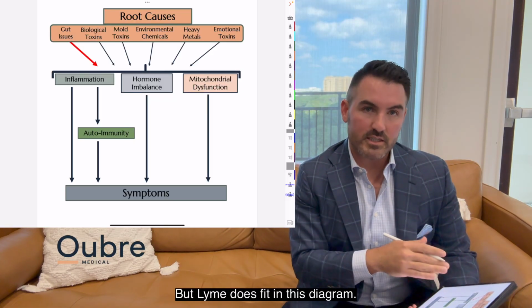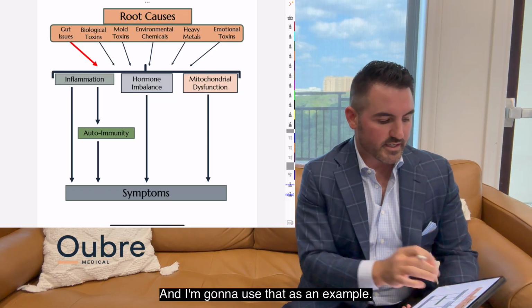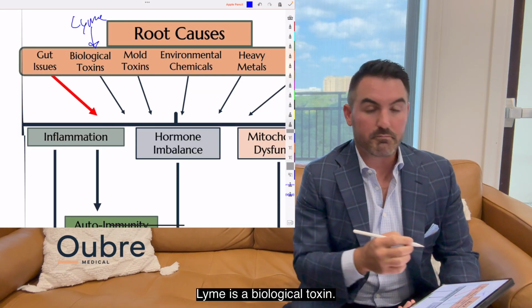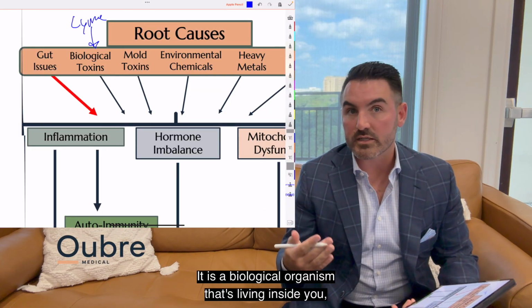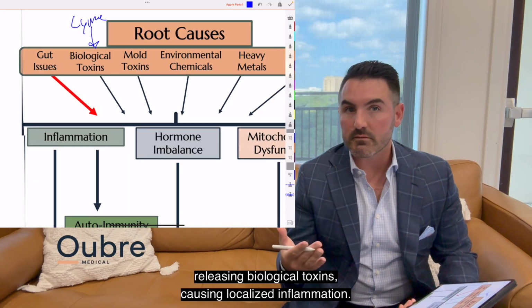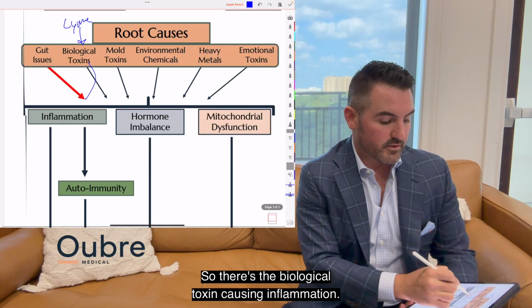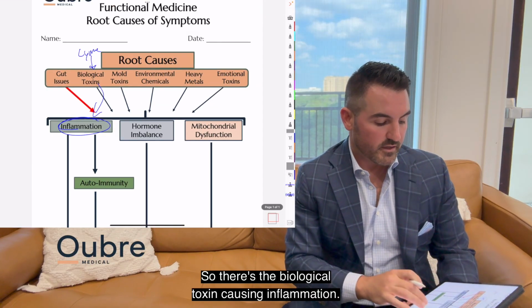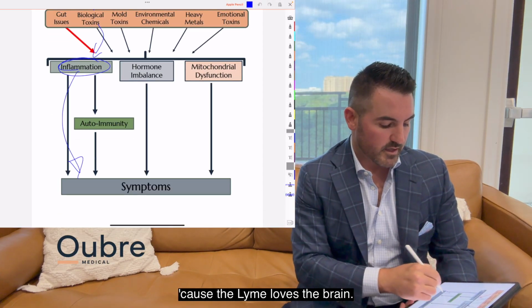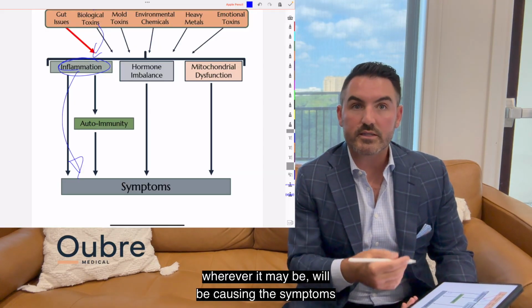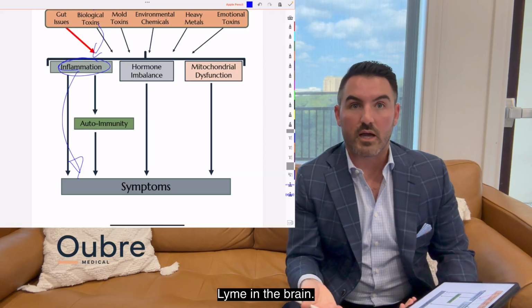But Lyme does fit in this diagram, and I'm going to use that as an example. Not that Lyme is my favorite, but here's where Lyme belongs. Lyme is a biological toxin. It is a biological organism that's living inside you, releasing biological toxins, causing localized inflammation. So there's the biological toxin causing inflammation. The inflammation, say it's in the brain, because Lyme loves the brain, say it's in the joints, it loves the joints, liver, wherever it may be, will be causing the symptoms that coincide with that Lyme in the brain.